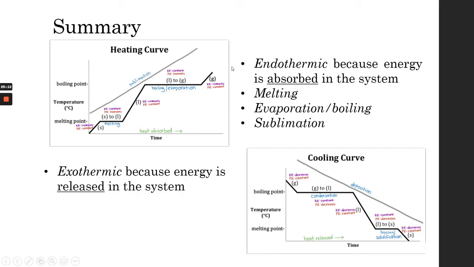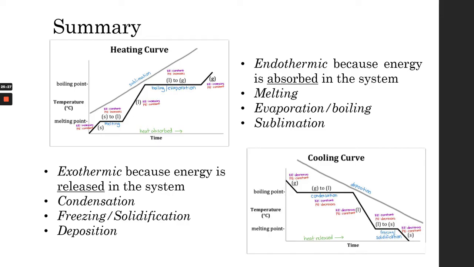And for the cooling curve, it's what we call an exothermic system because the energy is being released in the system instead of being absorbed. And the phase change occurring here is what we call condensation, freezing and solidification, and deposition. So for condensation and freezing, the curve is not smooth. There are some plateaus, but for deposition, the curve is actually just a straight line. So the cooling curve is basically the opposite of the heating curve.